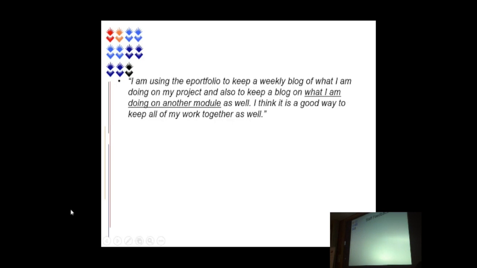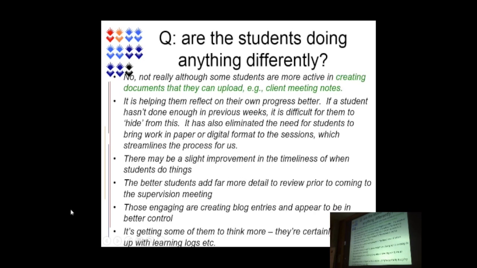So from staff, we wanted to know, are the students doing anything differently to what they normally do? And we've got a mixed bag of responses from staff, I think. They range from no, not really, to yes in lots of ways.